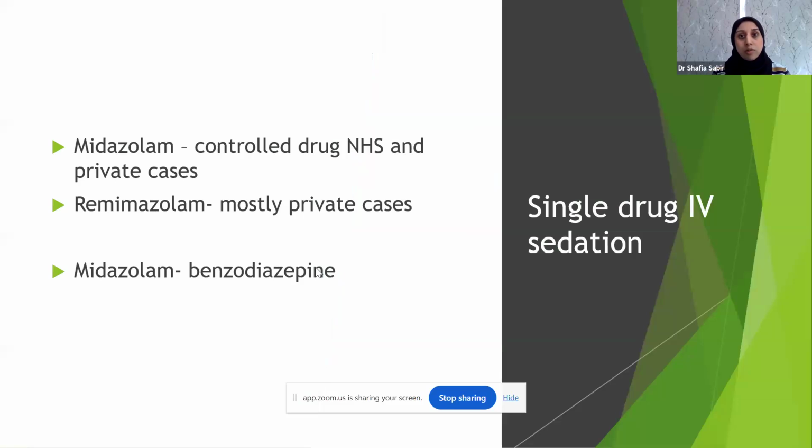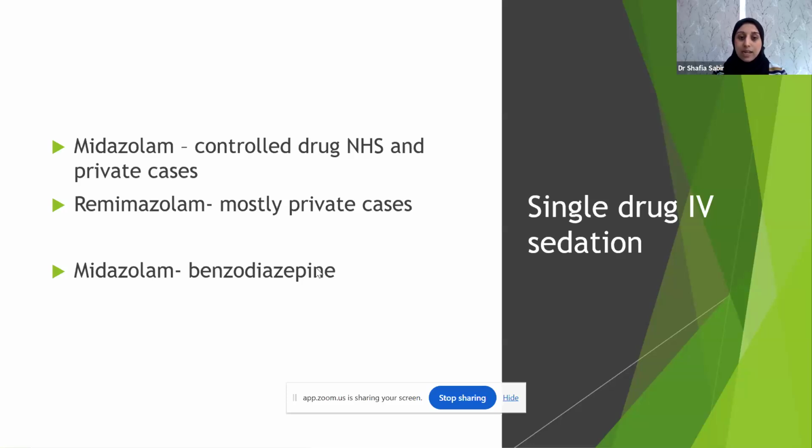So let's talk about the drugs that we use. Midazolam is the main drug in use in NHS and private dentistry. I would say about 99% of cases are treated with midazolam. We do have some new drugs coming onto the dental scene called remimazolam, which is mostly used in private practice. But if you refer a patient on the NHS pathway, and to be honest, if you get a sedationist within your surgery, they will most likely be using midazolam.